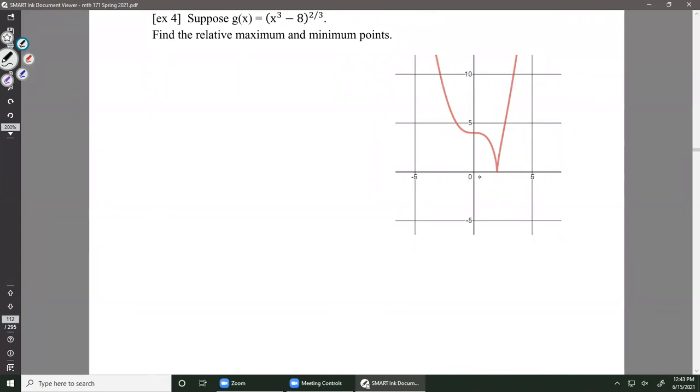Example 4. Do you guys want to try this one? Sure. Okay, so go ahead and try this one, and then we'll do it together.